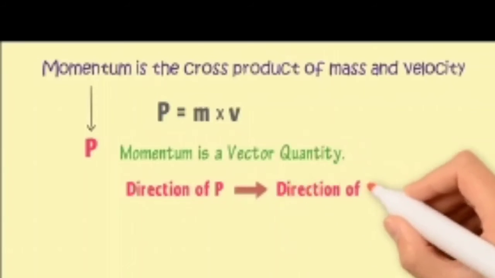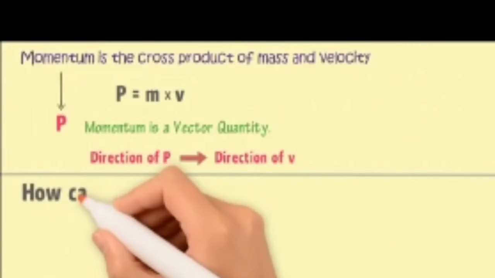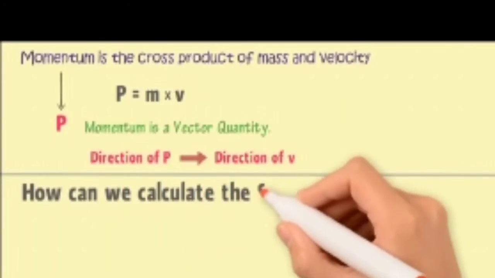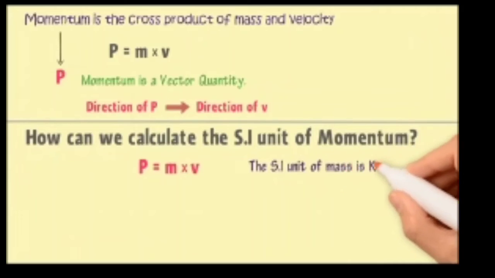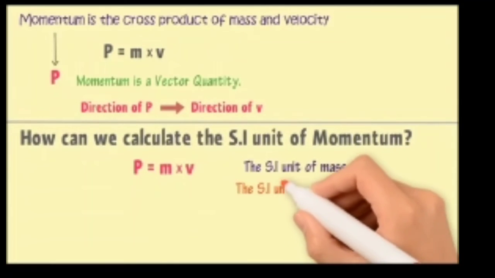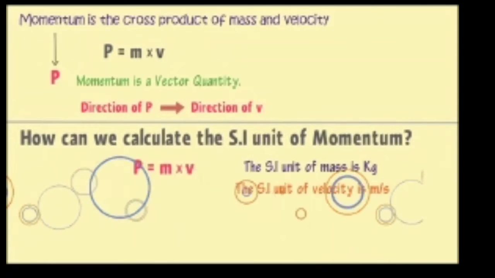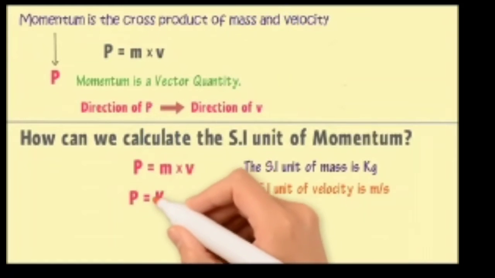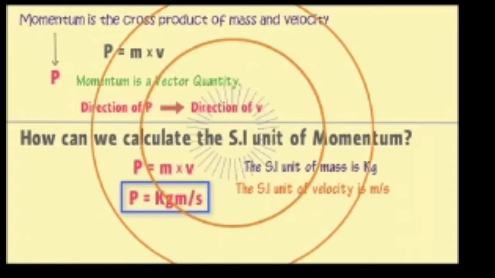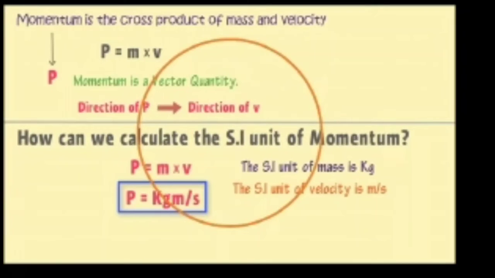Now how can we calculate the SI unit of momentum? As we know, momentum is equal to mass multiplied by velocity. The SI unit of mass is kg, means kilogram, and the SI unit of velocity is meter per second, means m divided by s. Hence the SI unit of momentum becomes kg meter per second. Per means divide. Having understood that, now come to the topic friction.